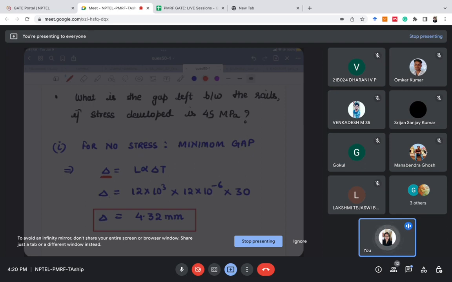L is the length of the bar. My favorite units are Newton and mm, so I always solve using that. Length of the bar is given as 12 meter, so I've converted it to mm: 12 into 10 to the power 3. Alpha is given as 12 into 10 to the power minus 6, and the increase in temperature is 50 minus 20, that is 30 degrees. So delta comes out to be 4.32 mm. I hope it is clear, if anyone is having any doubts.